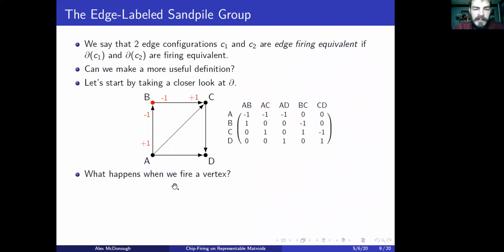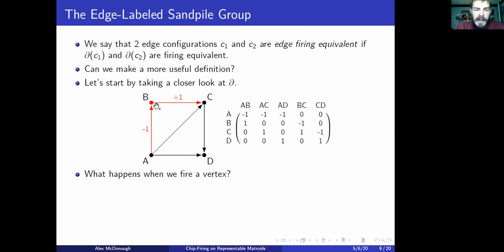So let's say that we fire vertex B. We're going to subtract 2 from B. We're sort of subtracting 1 in this direction and 1 in this direction. Then we're going to add 1 to C and add 1 to A. But we could also think of this with respect to edge configurations as we add 1 chip truck going over here, and then we have a negative chip truck going this way because we want 1 chip truck going this way. So this turns into this.